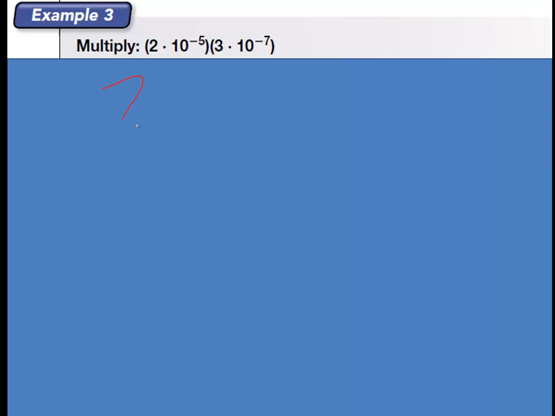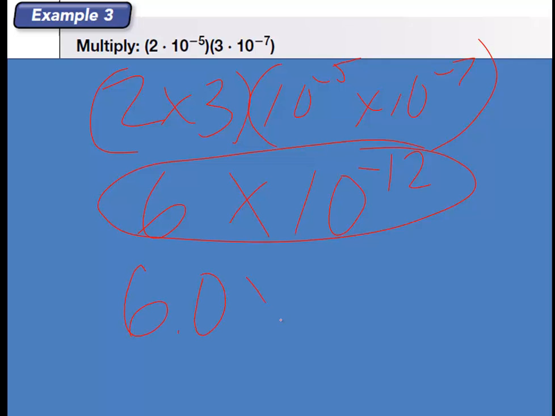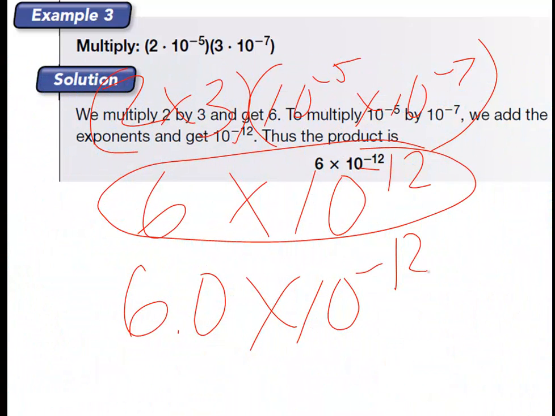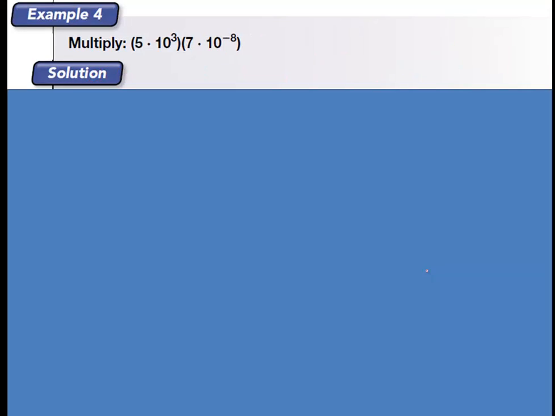Okay, so we're going to pull out our 2 times our 3, and we're going to multiply it by 10 to the negative 5 times 10 to the negative 7. This is going to give us 6 times, and negative 5 plus negative 7 is negative 12. If we start at negative 7, we go 5 more to the negative, we're going to end up at negative 12. Is this already in scientific notation? Sure it is. If you wanted to, you could write it 6.0 times 10 to the negative 12, couldn't you? And there's your answer. All right, let's try another one. Go ahead, you do it. Pause it. Work it.